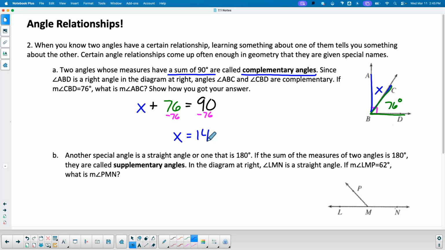But this is an angle, correct? So with it being an angle, you add more stuff to it. First thing you add is the degree symbol. Second thing you add to it is the name of the angle. Angle ABC is 14 degrees. Now don't get lazy with your degree symbol. Angle ABC is not 140. It's 14 degrees. And that then would be your answer.